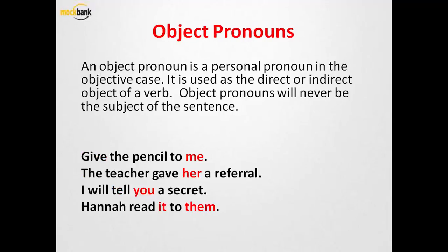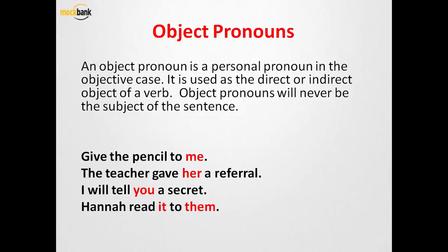Object pronouns. An object pronoun is a personal pronoun in the objective case. It is used as the direct or indirect object of a verb. Remember this very clearly, that object pronouns will never be the subject of the sentence. Example of an object pronoun: give the pencil to me. So me over here becomes an object pronoun because me is receiving the action of giving.